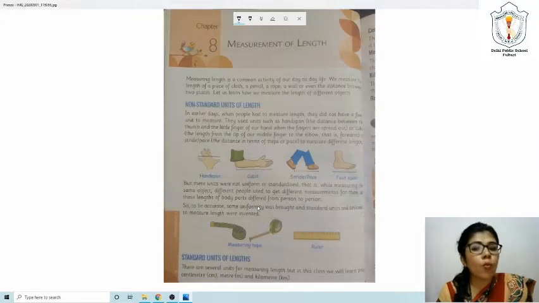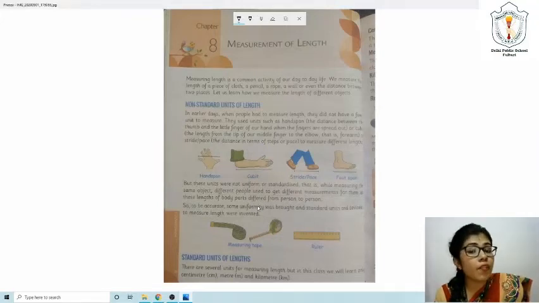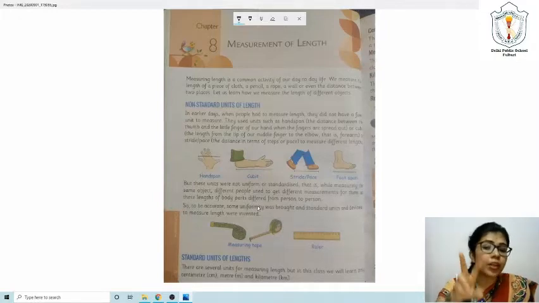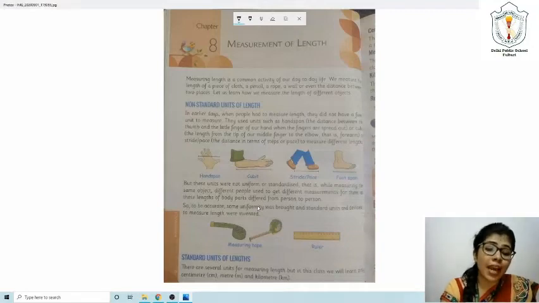Let us see what non-standard units of length are. There are two kinds of units: one is the non-standard unit, one is the standard unit. We generally do not measure using the non-standard unit. We only measure using the standard units. When it comes to accurate measurement, we follow the standard units of length only.